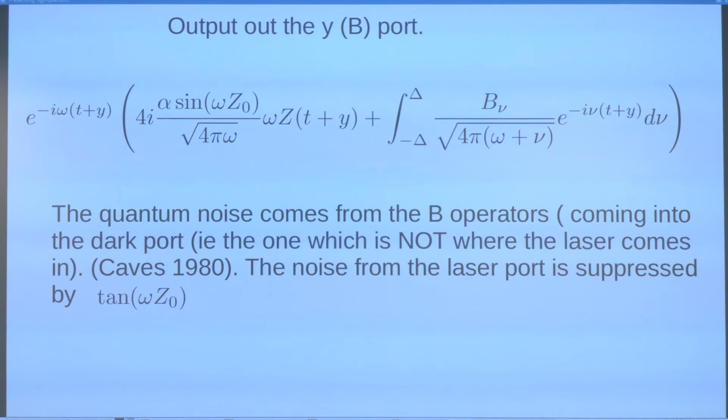This was something that was first stated by Carl Caves in 1980. The group around Kip Thorne was working on the noise in laser interferometers, as was I. I had gotten interested in it at that time as well.